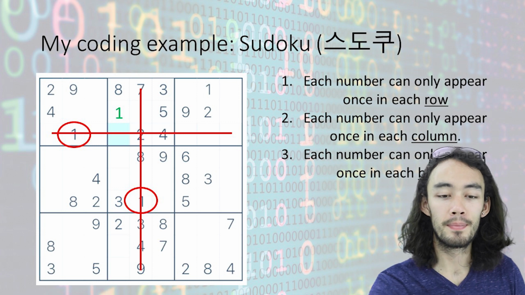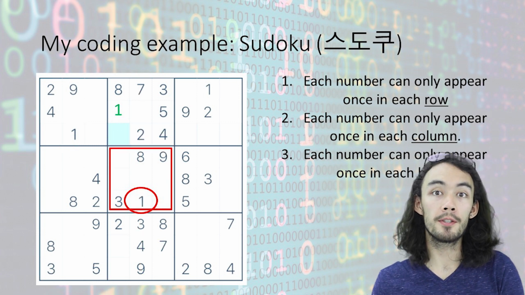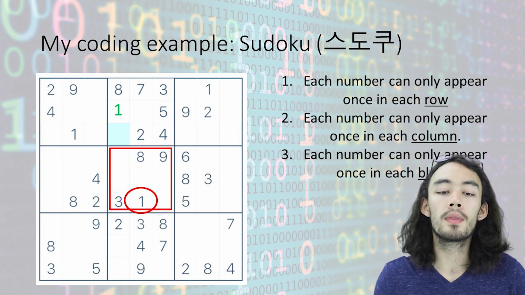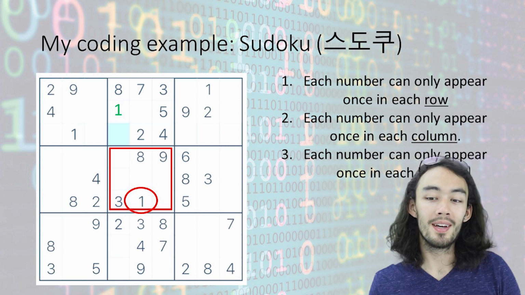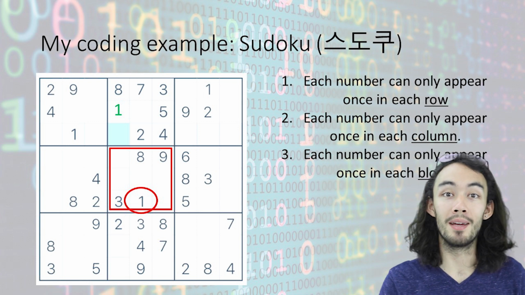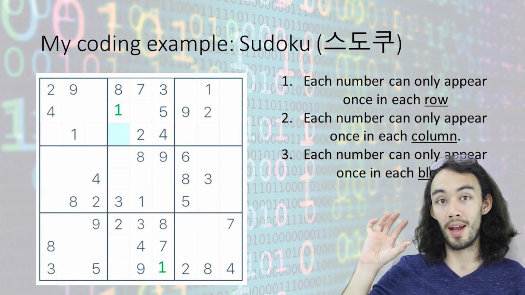Okay, so now let's try to find another spot to put a 1. So you can see there's this column, but a 1 can't go in this block, otherwise there'd be 2 numbers in the same block. So we can put a 1 down at the bottom.